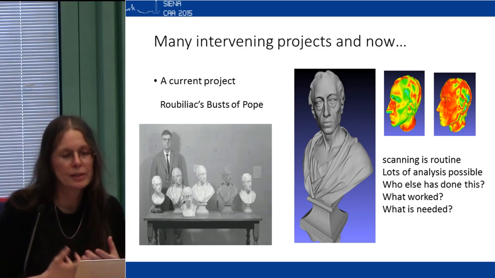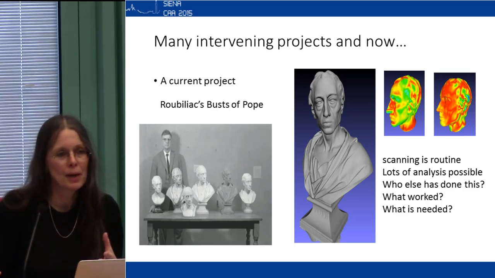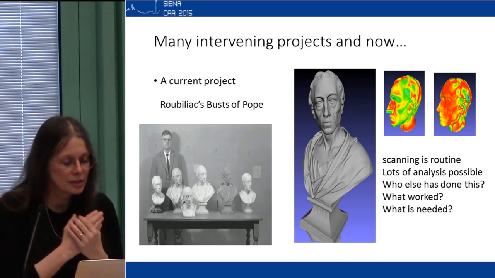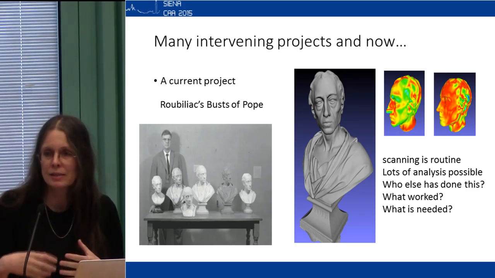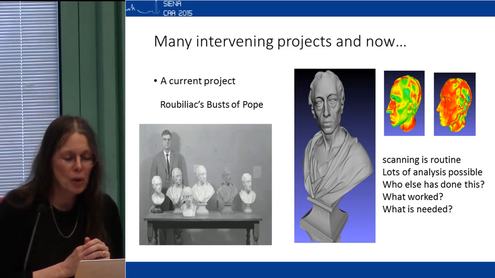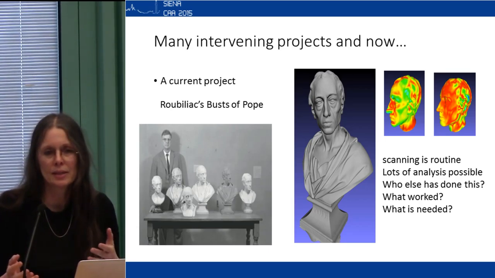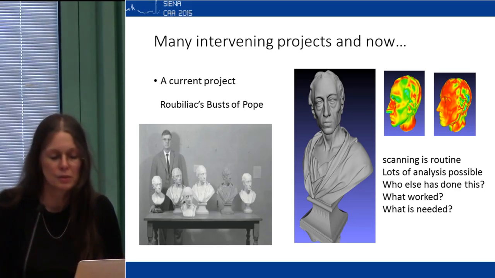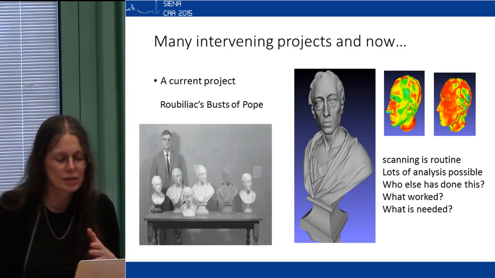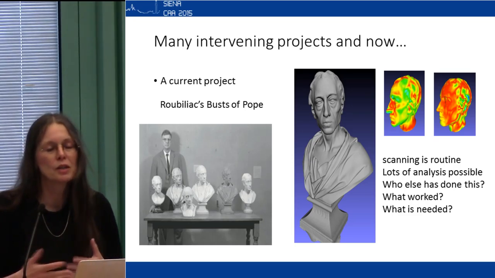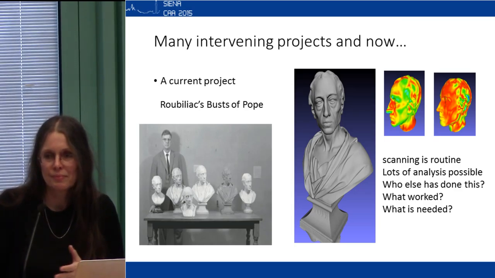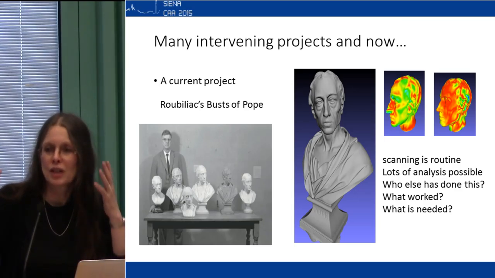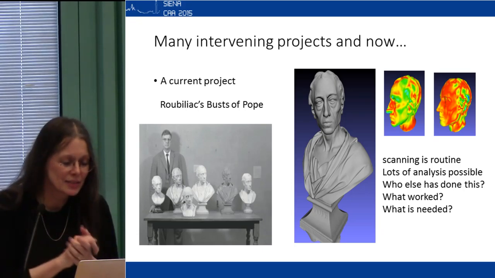So the challenge here is the analysis. We have 9 busts, and we have an art historian, Malcolm Baker, who is interested in analyzing Rubiliac's technique and how it changed in different media and different times. So we can do all sorts of analysis. We can compute all sorts of shape descriptors. We can compute distances. These two color images are two of the other busts, color mapped with various values. I could show you, we have probably hundreds of color-coded bust heads now with different kinds of analysis.